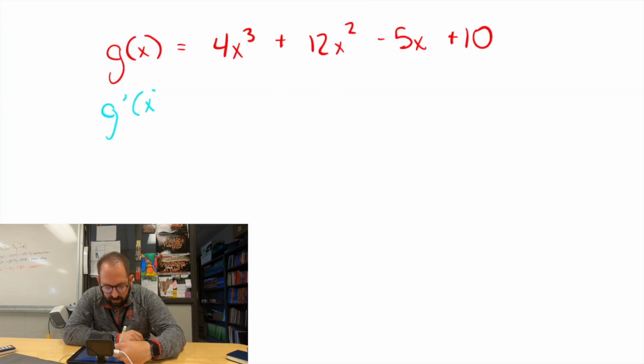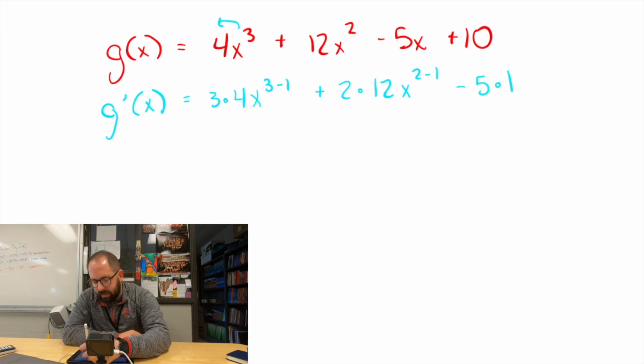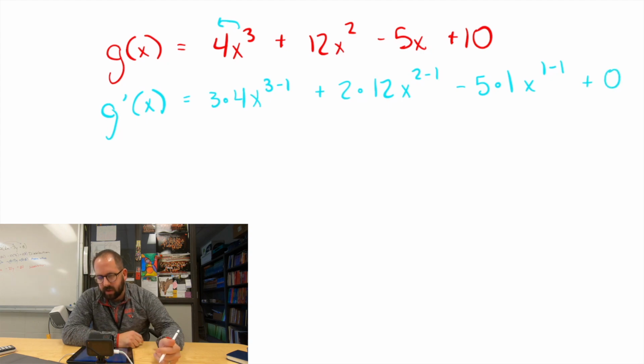So g prime of x, we're finding the first derivative. Power rule. So that's where you drop the power out front, you multiply it, and you subtract 1 off the power. And then for any constants in the back, just put 0, because you're going to drop the 0 out front. 0 times 10 is 0.